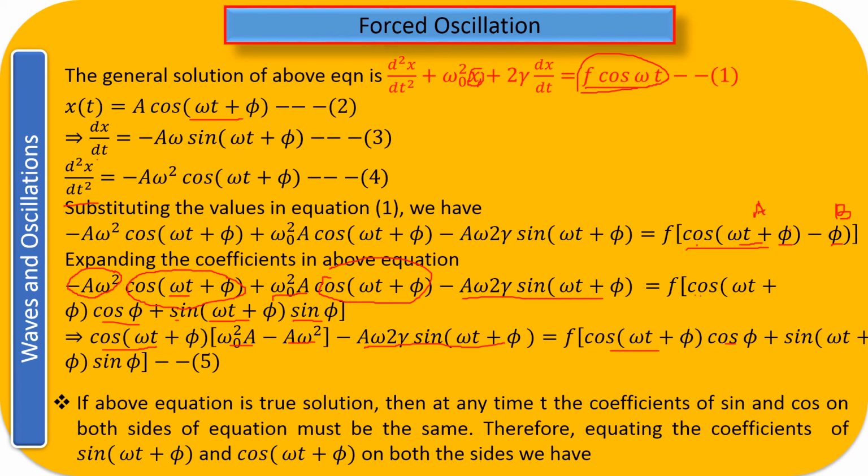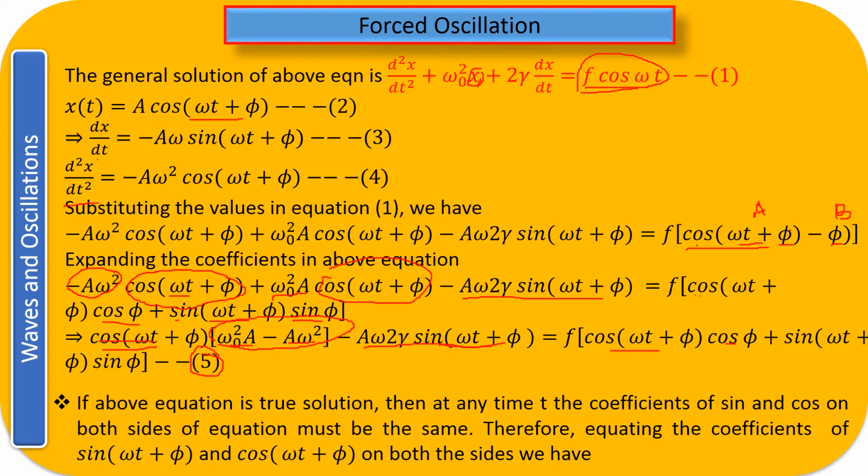So look at this equation number 5. If the values of cos(ωt + φ) and sin(ωt + φ) are the same on both the sides, then only can we say this equation is correct. If it is not so, then we cannot say this equation is correct. So if I equate, the coefficient of cos(ωt + φ) on the left hand side is ω₀²a − aω². This is your left hand side, right?